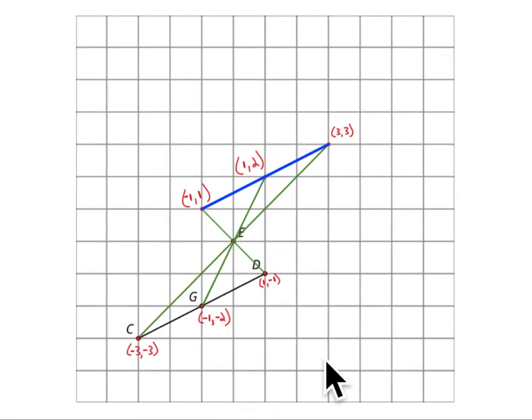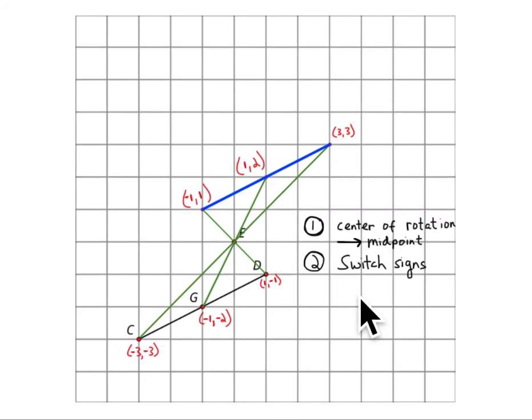If I connect those points, you end up with a line that's parallel to the original line, but it doesn't overlap. It's displaced. So the center of rotation is the midpoint between the two corresponding points, and to find those coordinates, starting with the center of rotation at 0, 0, you keep them in the same order and switch the signs.